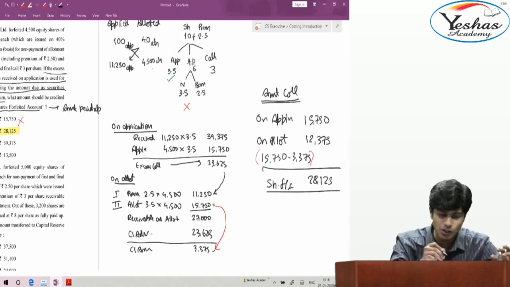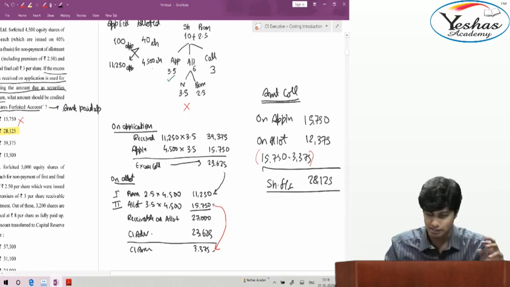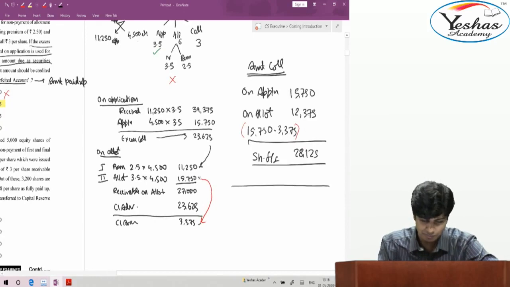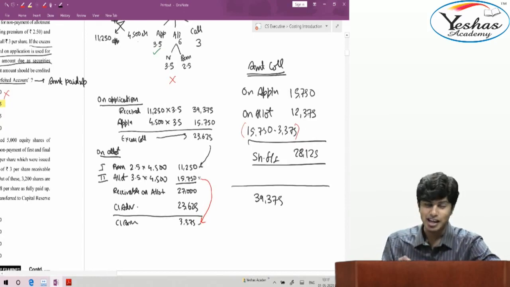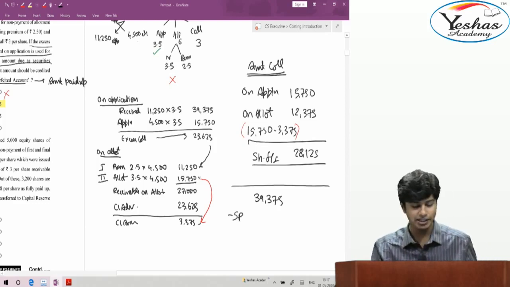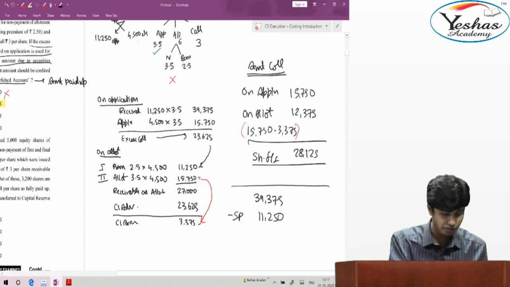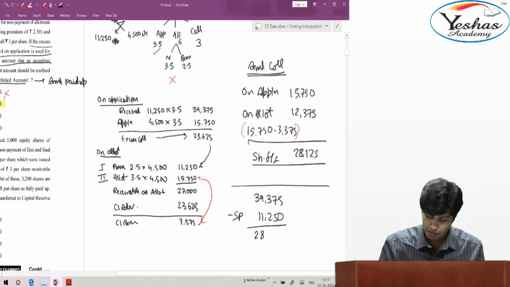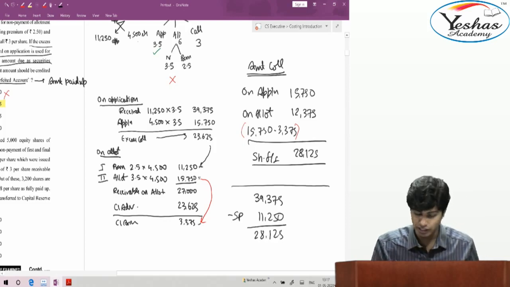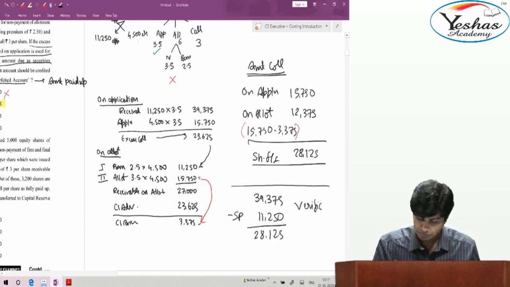Or I can tell you another beautiful shortcut to arrive at this answer. Simple. How much is the total money received? We have received 39,375. From this, I will subtract the money that is collected towards premium. How much is that? 11,250. So 39,375 minus 11,250 gives me 28,125.